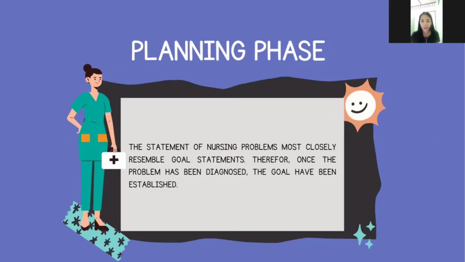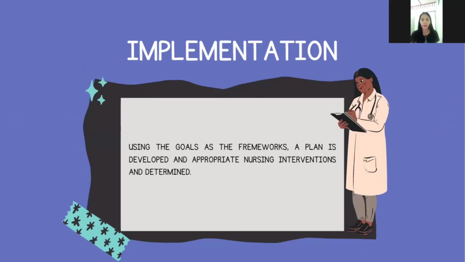Planning. In the planning phase, the statement of the nursing problem must closely resemble the goal statement. Therefore, once the problem has been diagnosed, the goal has been established. So in this phase, we already have a goal in order for us to solve the problem. Next, implementation. Using the goals as the framework, a plan is developed and appropriate nursing interventions are determined. So we have a clear goal, and the next thing to do is to create a plan that is appropriate and well determined.